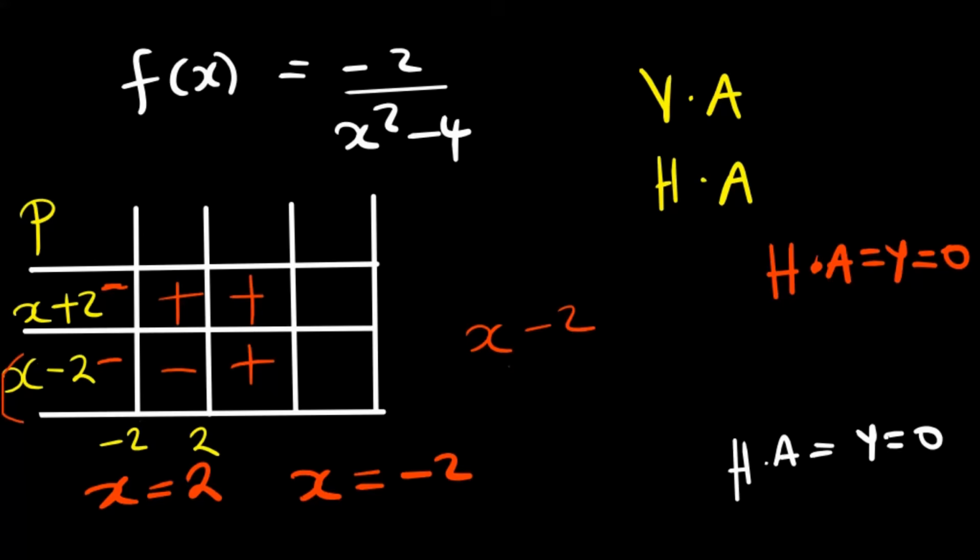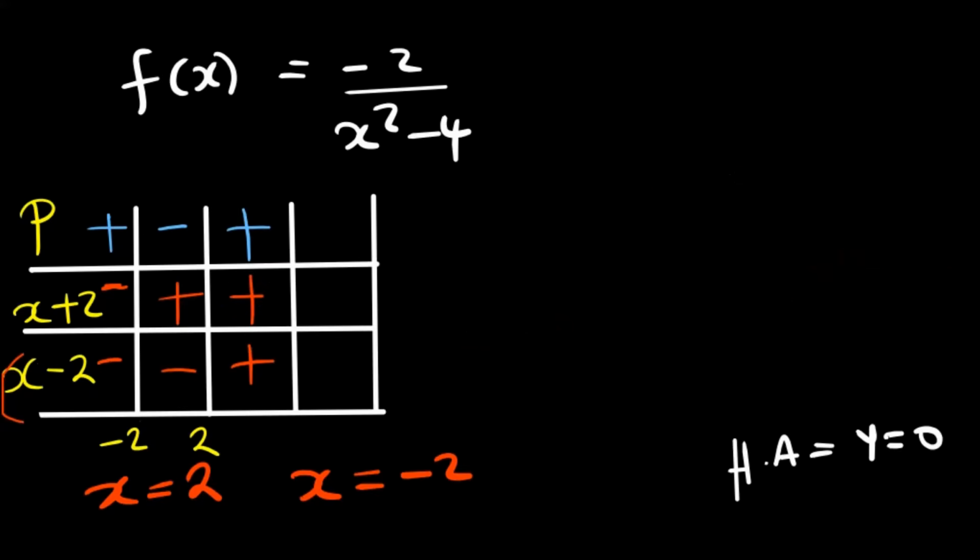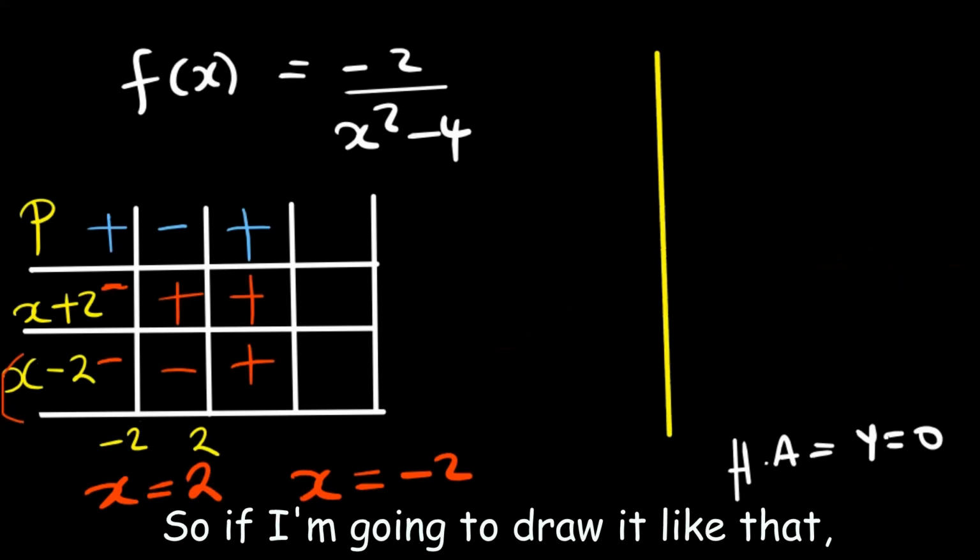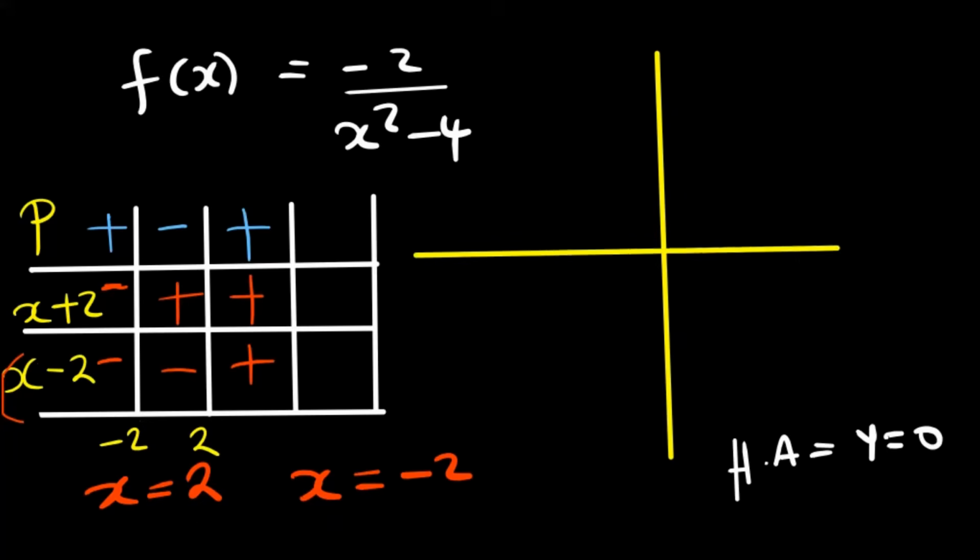Now that we've got this, we just have to find the overall signs. Negative multiplied by negative, because these were multiplying, we're going to have a positive. Positive multiplied by negative, we're going to have a negative. Then positive multiplied by positive will give us a positive. So that is what we have. Basically, if we've got that, now we can graph our function. I'm going to draw it like that, and this side like that.